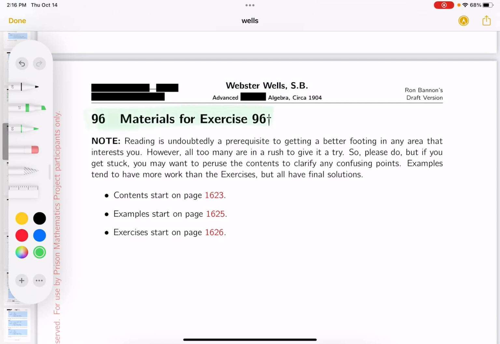Okay, we're in 96. Again, very consistent story being told. There's contents for you to look at, there's examples for you to work on, and then exercises for you to do. The exercises are related to the contents and examples, and we hope you can follow that. It is tough, though. I know that.